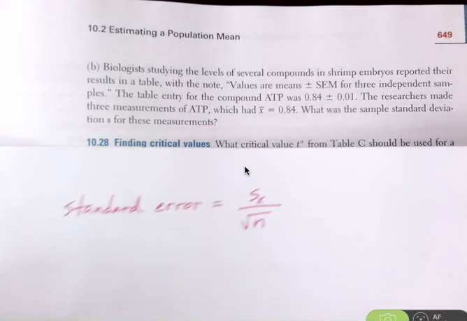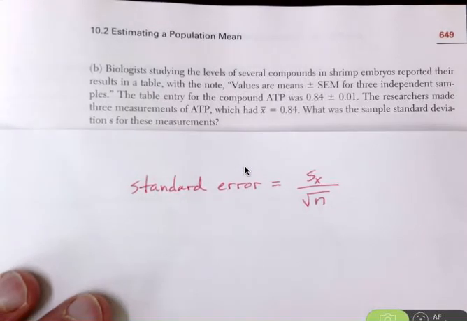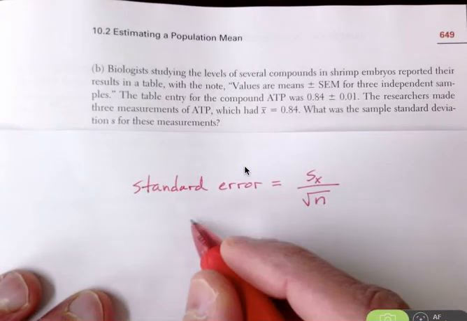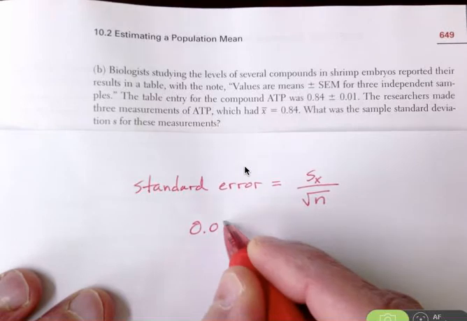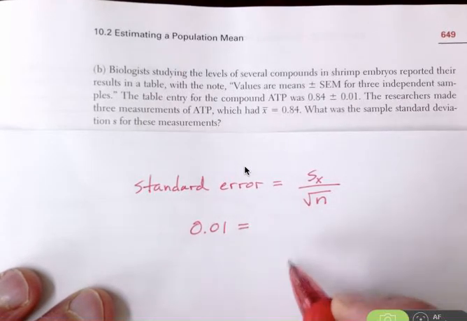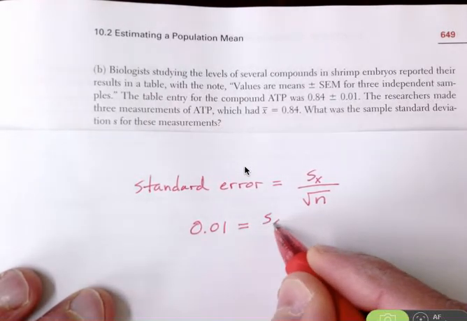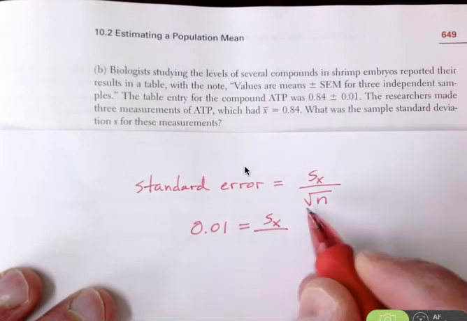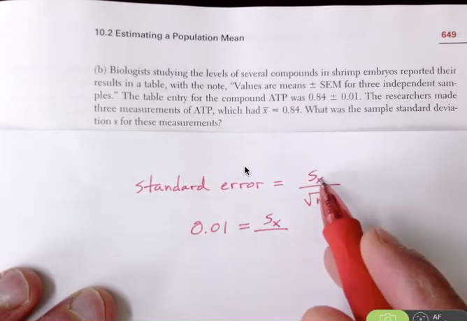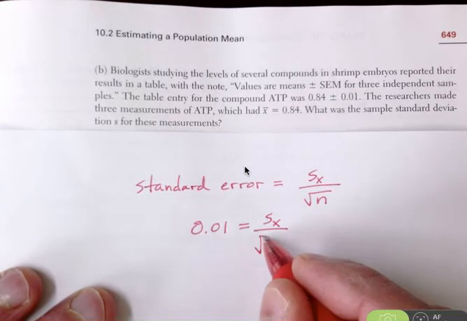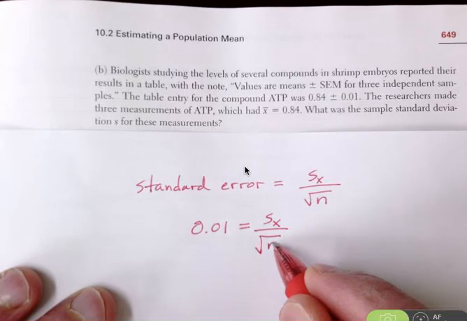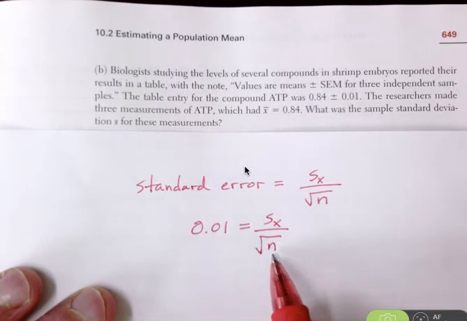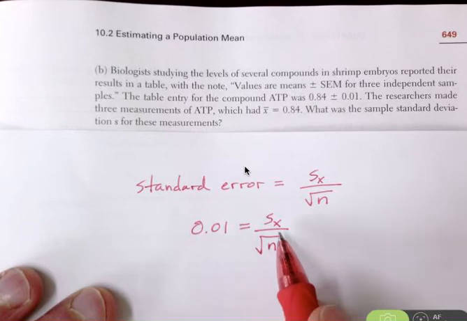So don't work too hard. In this case, you're already given the standard error. It's the 0.01. And your job is to work backwards to find the sample standard deviation. So remember, the standard error is just the sample standard deviation divided by the square root of the sample size. So your job, just plug in the sample size right there, and you can solve for the standard deviation, and you'll be all done. That's all that it is, and the sample size is given to you in the statement of the question.